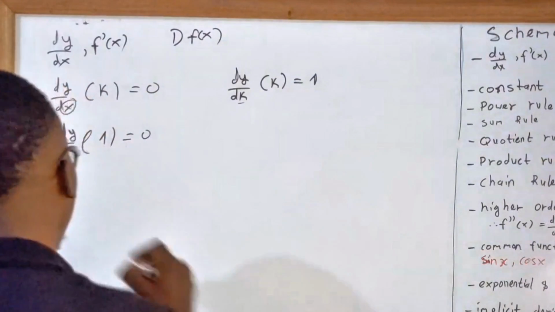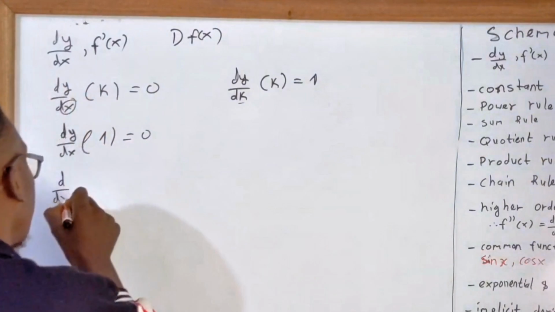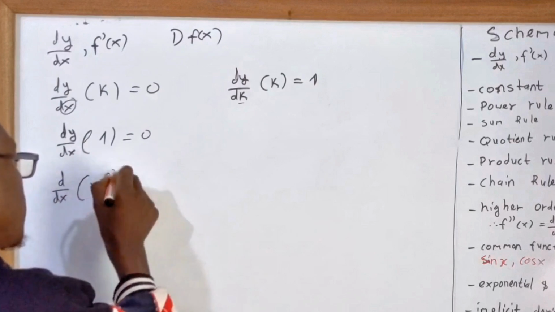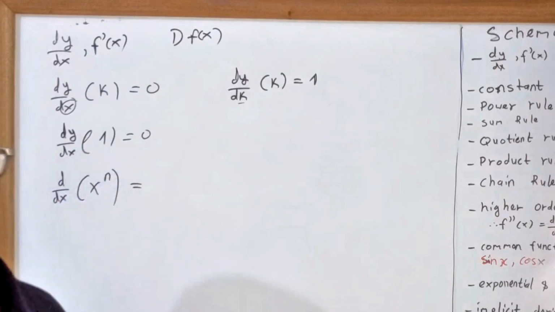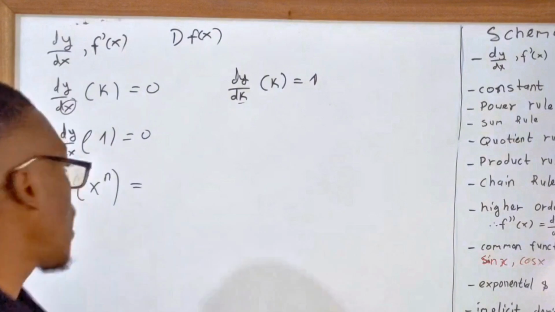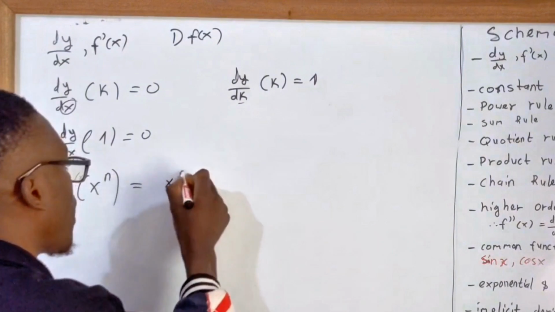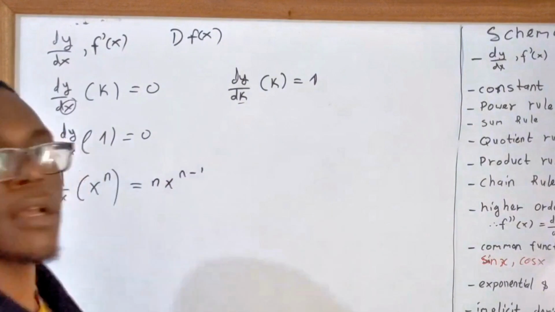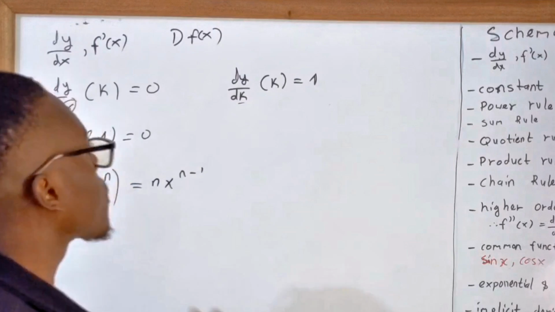Okay, let me move on to another part, that is the power rule. The power rule comes on with what? d over dx of what? x to the power n. Okay, using the power rule here, we are going to do what? Bring down this n, and that will be x to the power n minus 1. And what are we going to be having? x to the power n minus 1, all that times n. Here is the power rule.